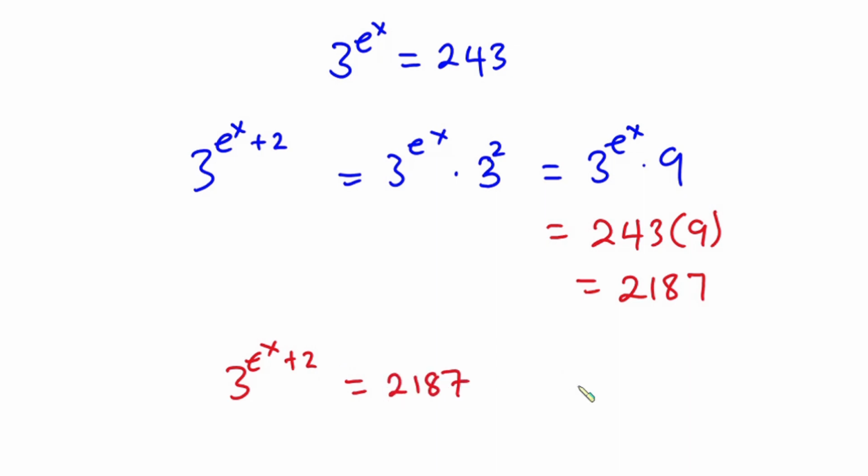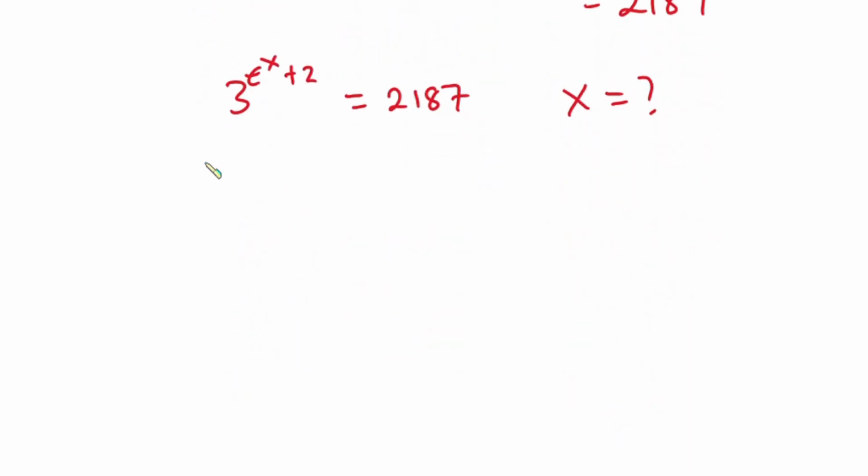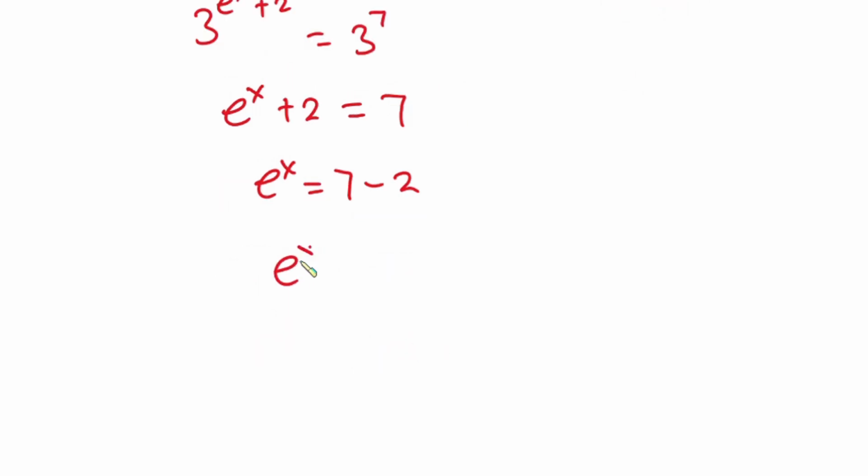So if 3 to the power e to the power x plus 2 is equal to 2187, what then is x? From this equation we can say that 3 to the power e to the power x plus 2 is equal to, now this 2187 could also be written as 3 to the power 7. Now you can see the bases are the same, so let's go ahead and equate the exponents. So we have e to the power x plus 2 is equal to 7. Now making e to the power x the subject, we have 7 minus 2. And this implies that e to the power x is equal to 5.